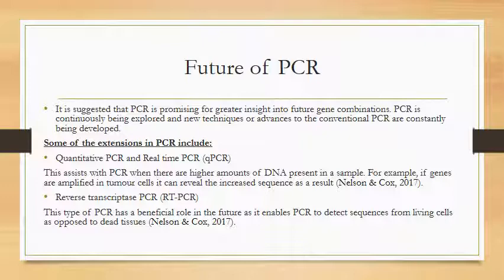Quantitative PCR and real-time PCR. This assists with PCR when there are higher amounts of DNA present in a sample. For example, if genes are amplified in tumour cells, it can reveal the increased sequence as a result. Reverse transcriptase. This type of PCR has a beneficial role in the future as it enables PCR to detect sequences from living cells, as opposed to dead tissues.